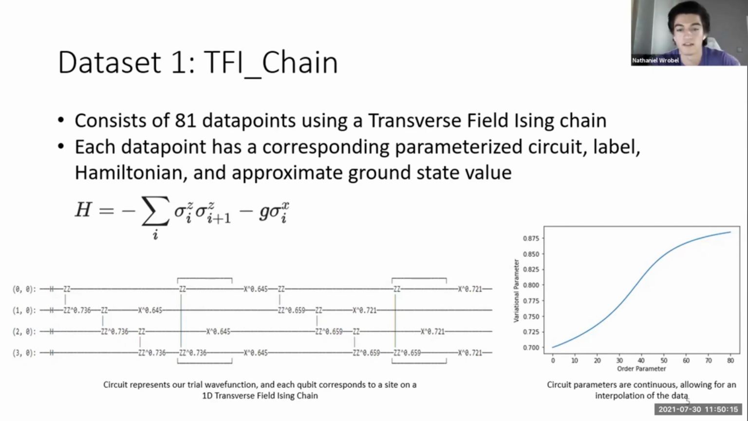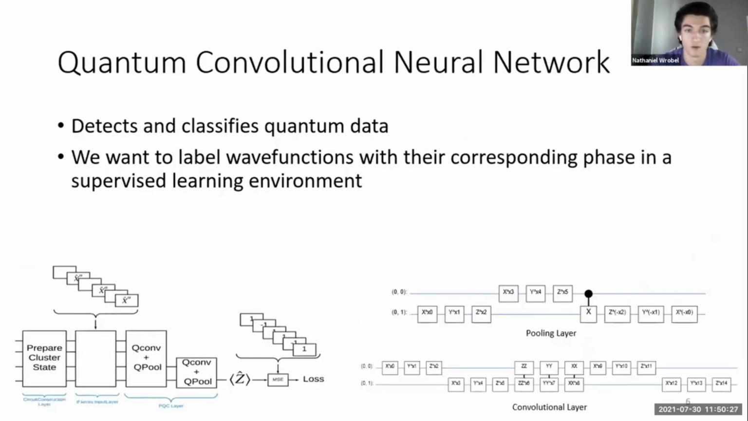Another thing on this data set is we noticed that the variational parameters were continuous. So we were able to interpolate the data to create as many data points as we needed, which was very useful in training our neural network. And the quantum convolutional neural network is useful for detecting and classifying quantum data. So what we wanted to do with this neural network was to train it to correctly label each wave function or circuit with its corresponding phase.